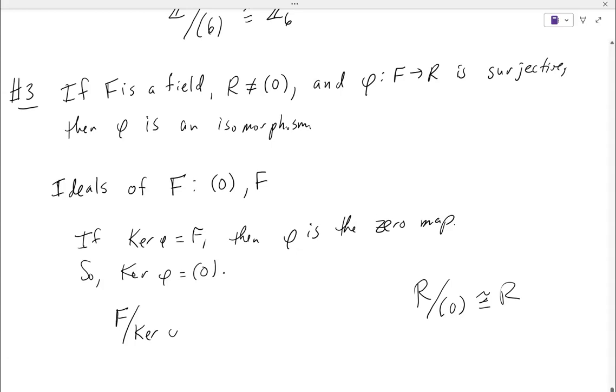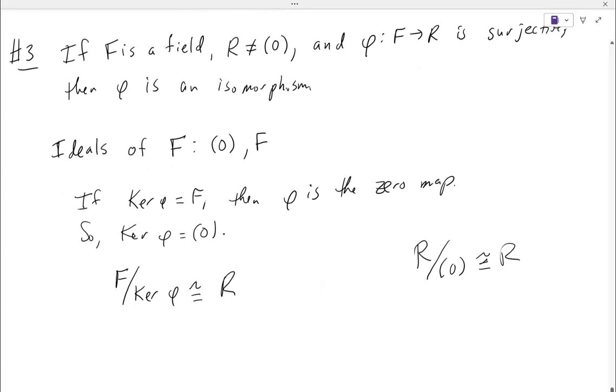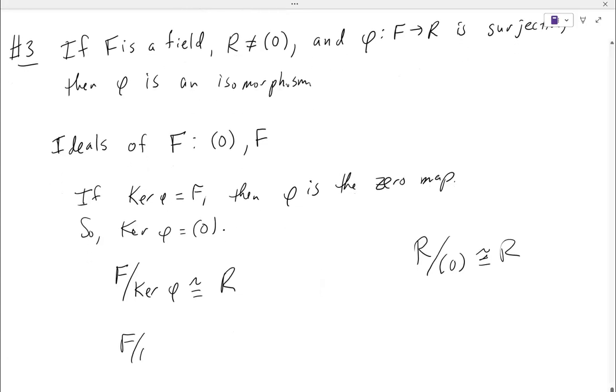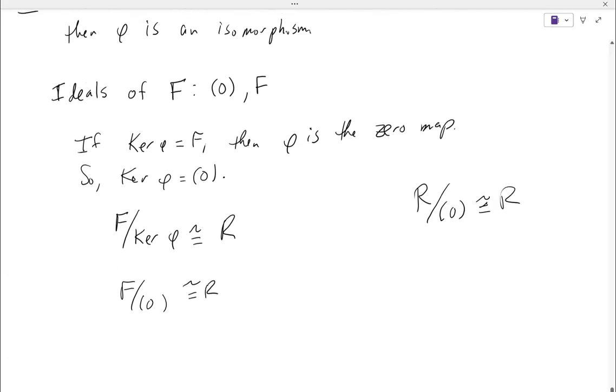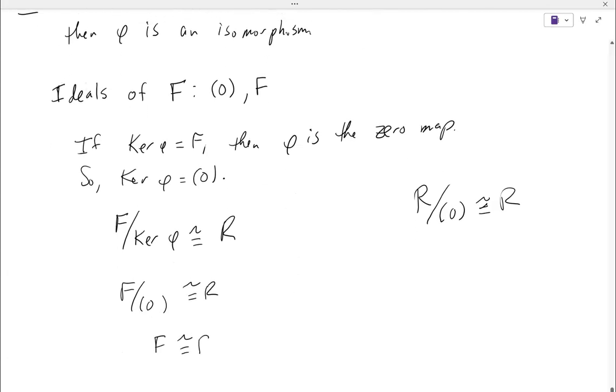So going back over here, if I do F mod out by the kernel of phi, by the first isomorphism theorem, that has to be isomorphic to R. But what did you say the kernel of phi was? Well, it was just 0. So F is isomorphic to R, which is what we wanted to show. So phi really had to be an isomorphism.